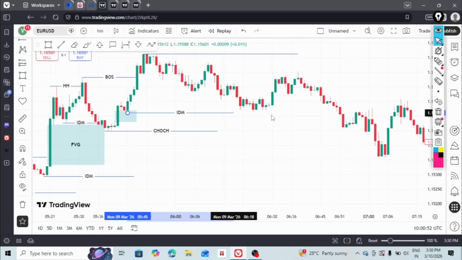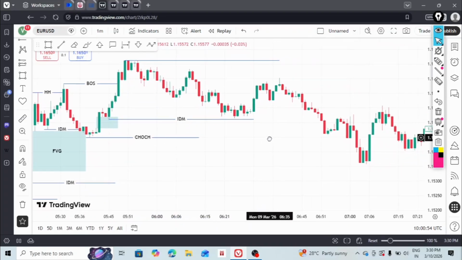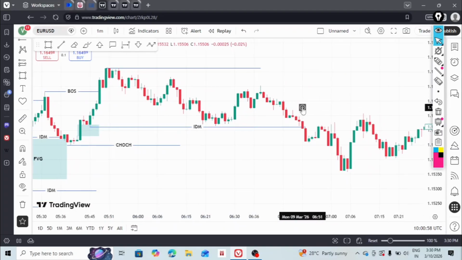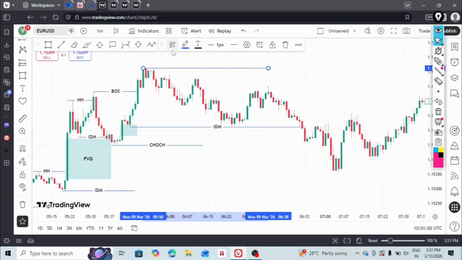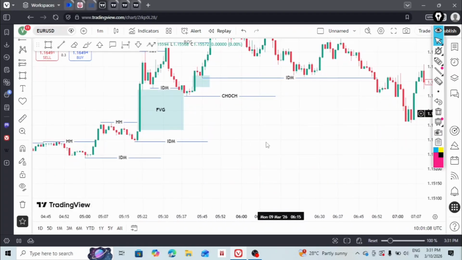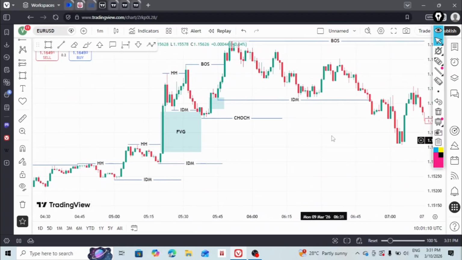Okay, so the market did not mitigate the inducement here, but it has mitigated the inducement here. After mitigating the inducement, this will be the break of structure. This is the break of structure here. So technically the trend is going in an uptrend.